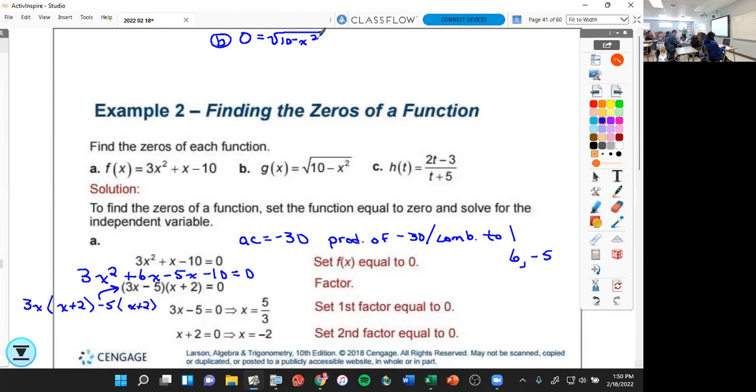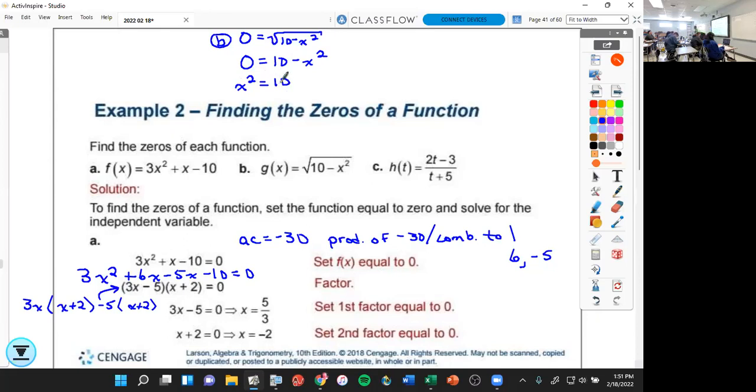How do I get rid of a square root? Square it, right? So if I squared both sides, this is going to tax some of you. 0 squared is? Okay, I did a lot better than I thought you would. Just kidding. Okay, I want x by itself. What would you do? Add x squared to both sides. X squared equals 10.